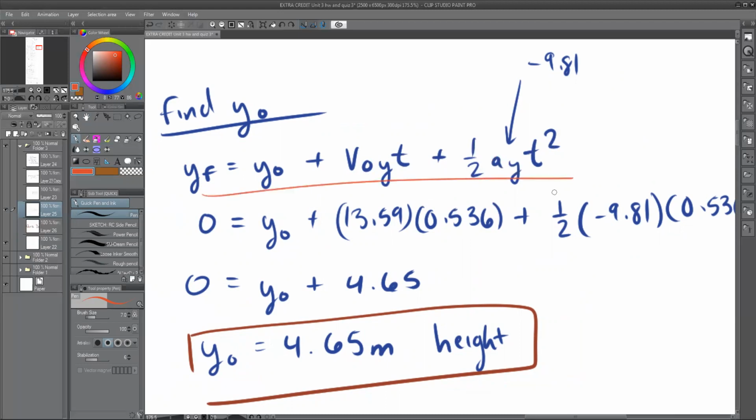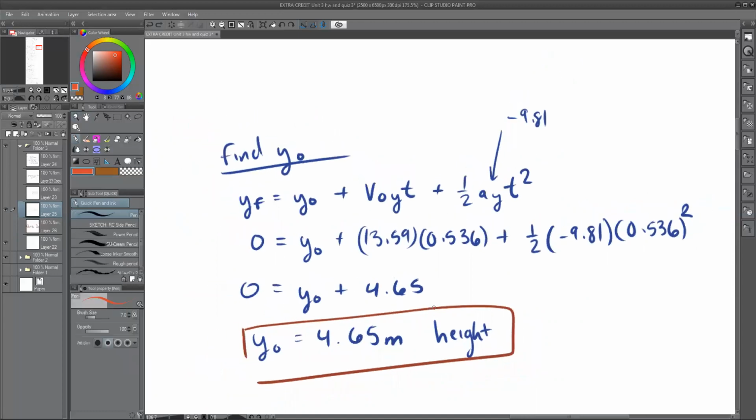So this is a pretty common equation that you're going to be using throughout this entire projectile process. We know that the value of y final is 0 because it literally is on the ground. We're trying to find y0. We're solving for this one. So we have to be able to plug in for literally everything else.